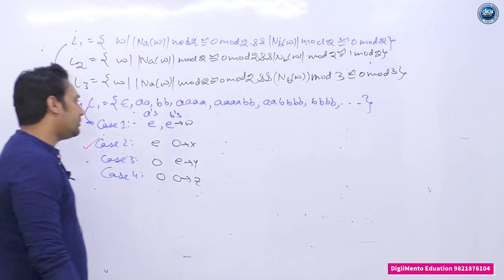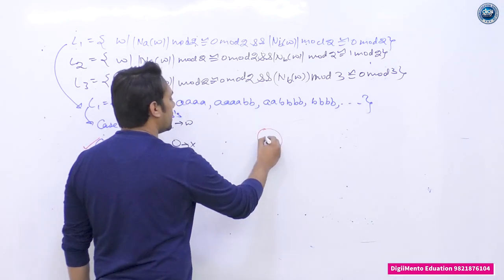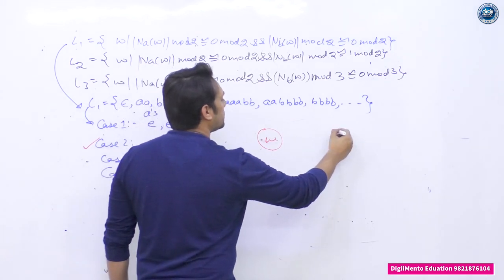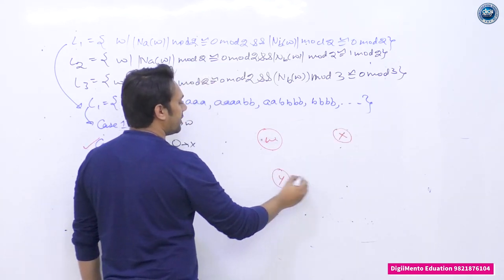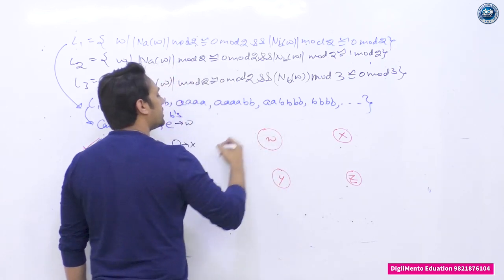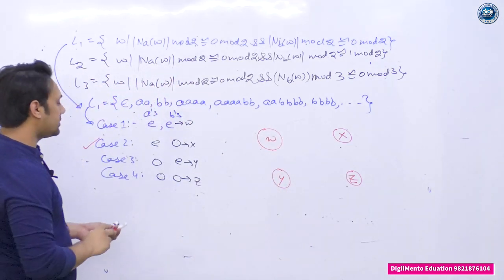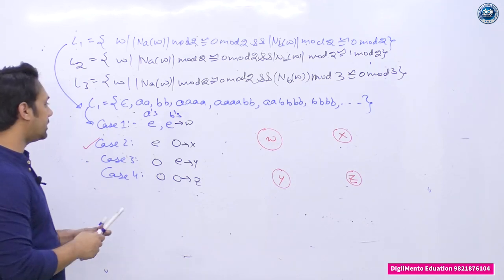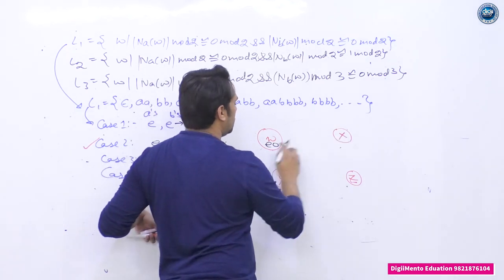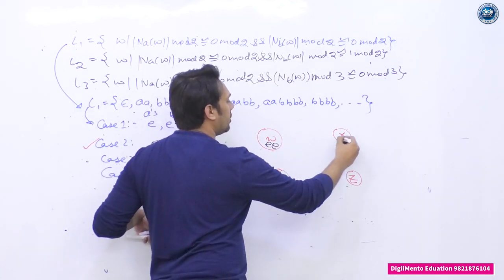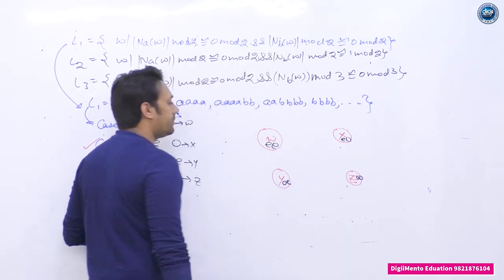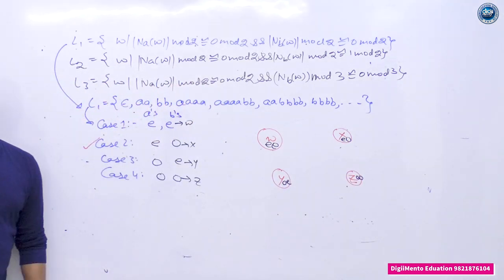So let me draw the diagram. So we have four states, which is W, X, Y, and Z. Okay, W, X, Y, and Z. So W is representing the first case, which is your even even. X is representing the second case, which is even odd, Y is odd even, and Z is odd odd. So har ek case ke liye we have created one state.